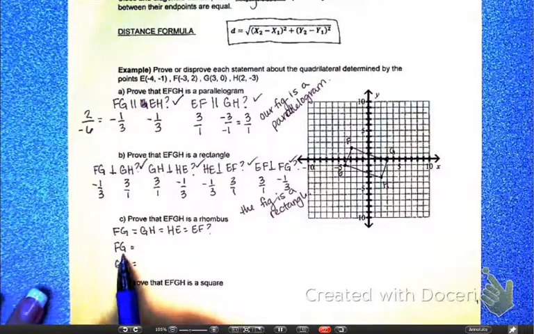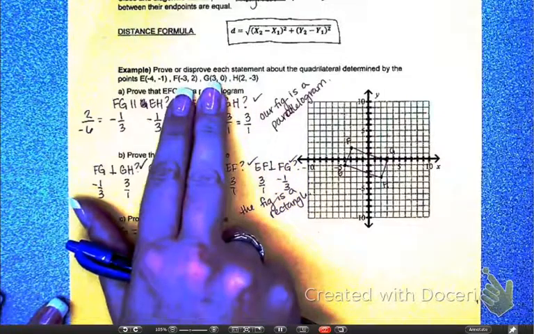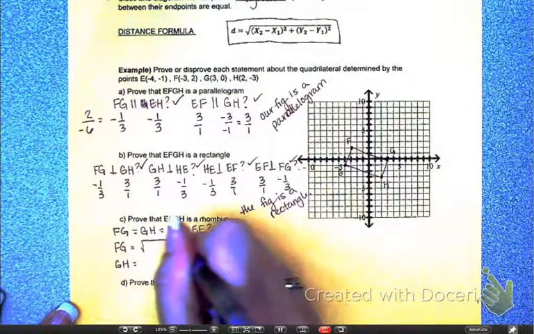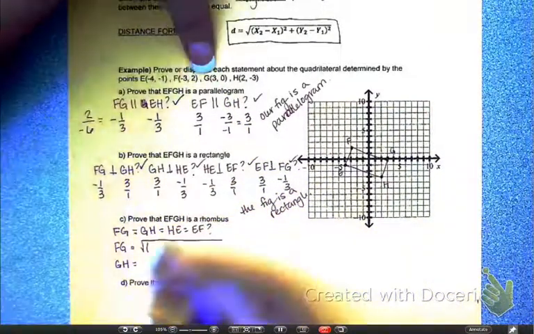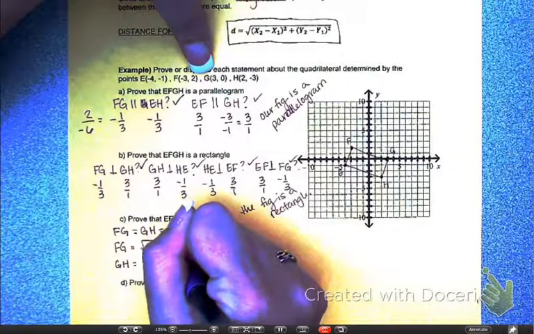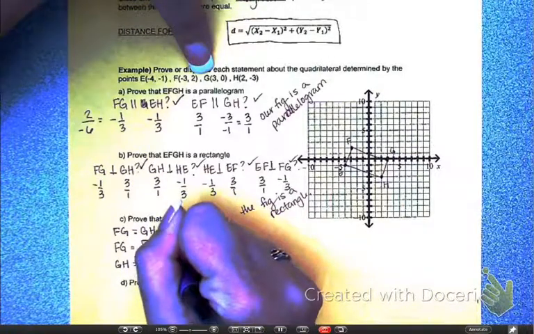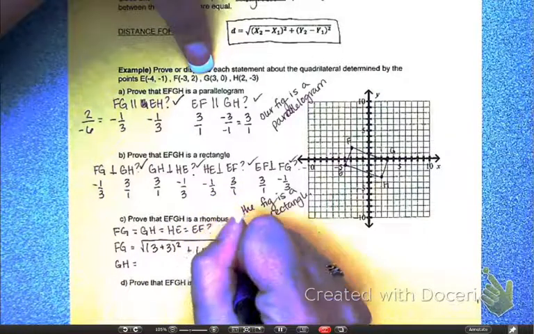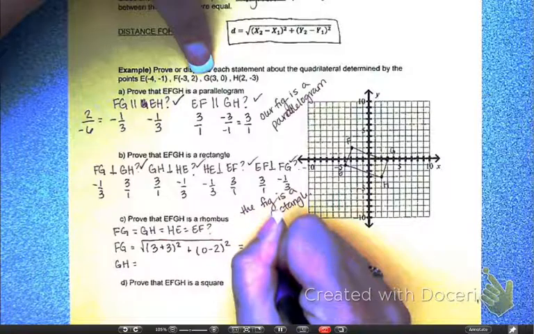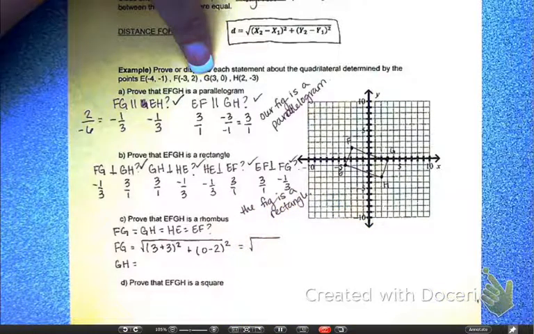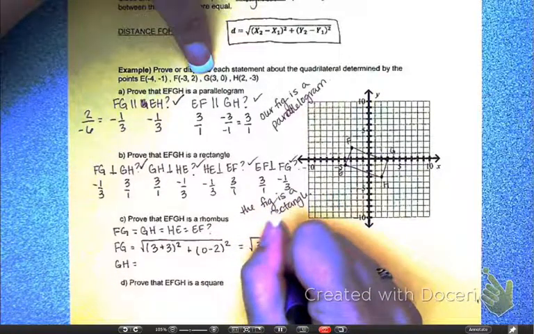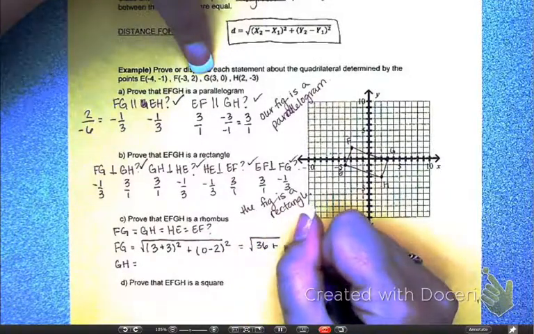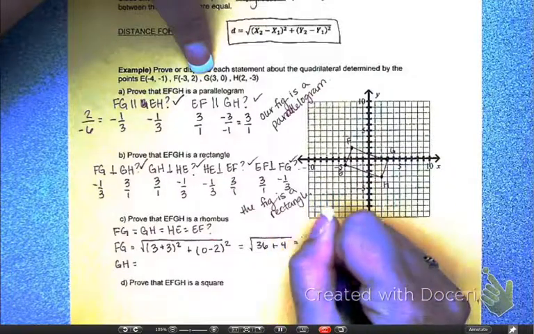So if I want FG, I'm going to look at the two points for FG, label them x1, y1, x2, y2, and plug it in. So if I look at these two, it would be 3 minus negative 3, which would be a positive 3, squared, plus 0 minus 2 squared. 3 plus 3 is 6. 6 squared is 36. 0 minus negative 2 is 2, squared is 4. So this gives me the square root of 40.